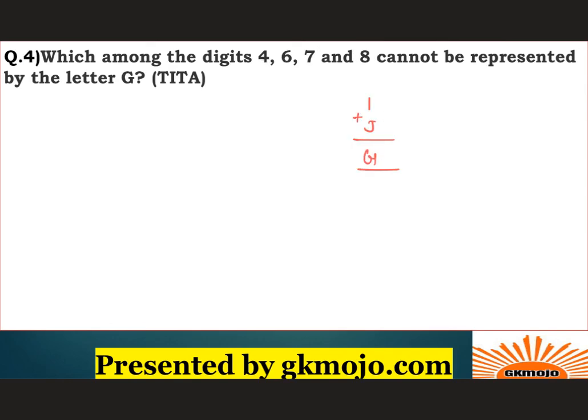Now, let us have a look at the fourth question. Which among the digits 4, 6, 7 and 8 cannot be represented by the letter G? In the third column we had 1 plus J equals G, where G was a unique number we had identified. Let's suppose G equals 4. Then J will be 3. This is possible, so this is out. If G is 6, J will be 5, but we already found that H equals 5, so this is not possible. Hence the correct answer to this question is 6. You do not need to check further.